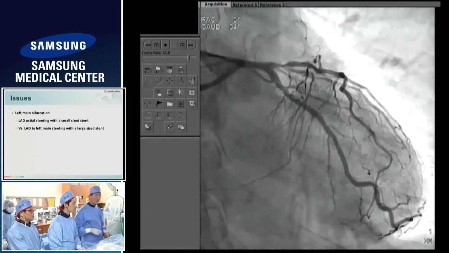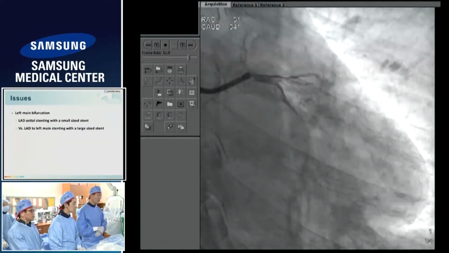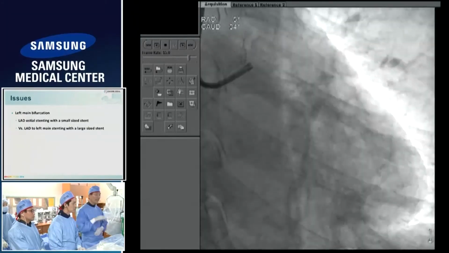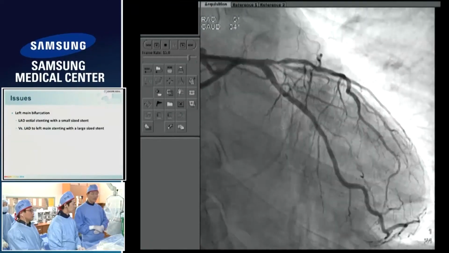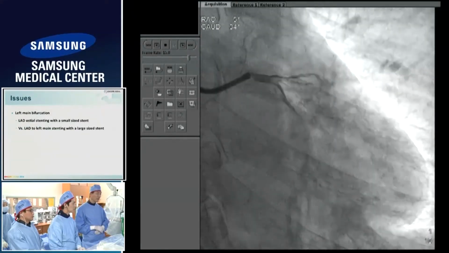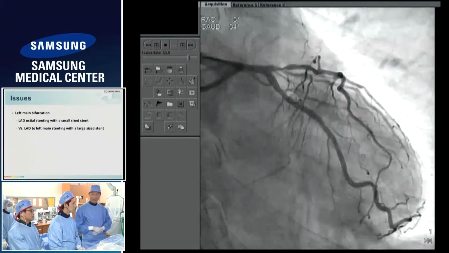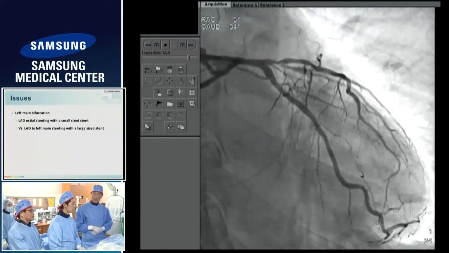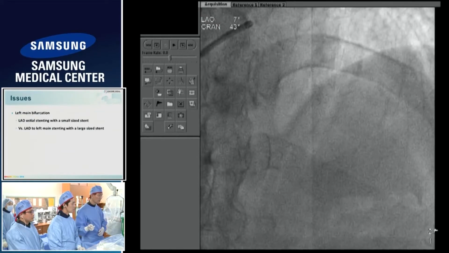So anyway, I like to show the BVS technique, so I prefer to stop at LAD. There is a risk of dissection at the LAD ostium. But if there is a dissection, I will use the metallic stent from the LAD to left main afterwards. And before that, I like to be very conservative. Dilated stent is tricky. Okay, next, Angel, next.